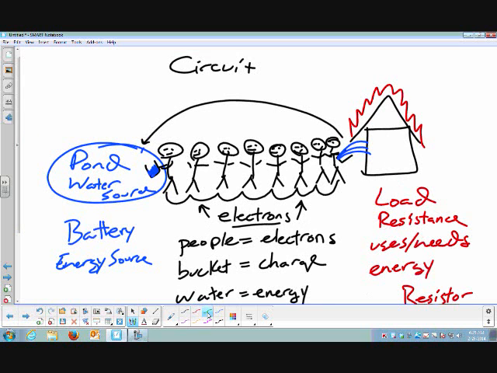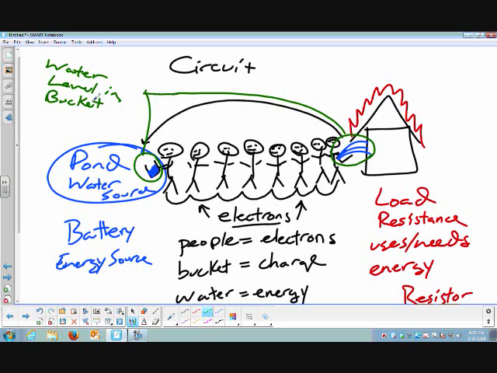With the voltage, I'm focusing on this aspect of the process, where we're dumping the water onto our fire, and I'm looking at this aspect of the process where we're filling up the bucket with water. And what's similar in both of these processes is that the water level in the bucket is changing. We're either filling up the bucket with water, or we're dumping the water out of the bucket. Regardless, the water level in the bucket is changing.